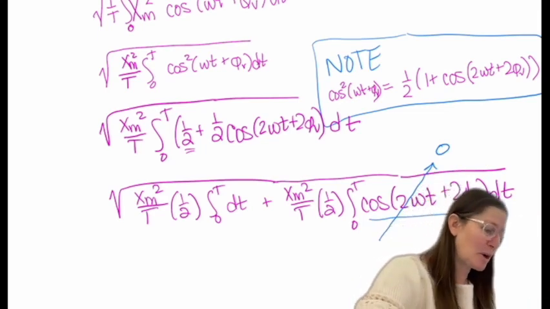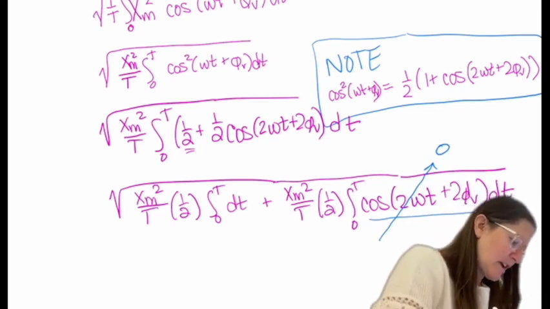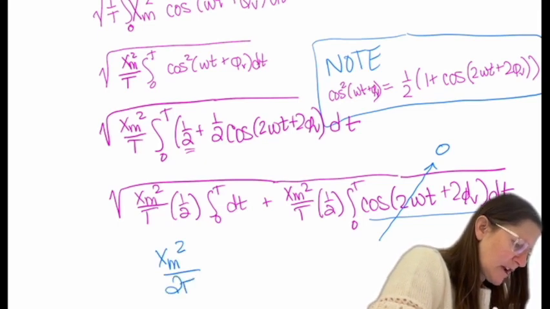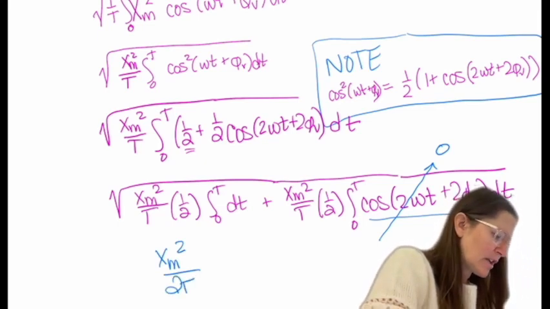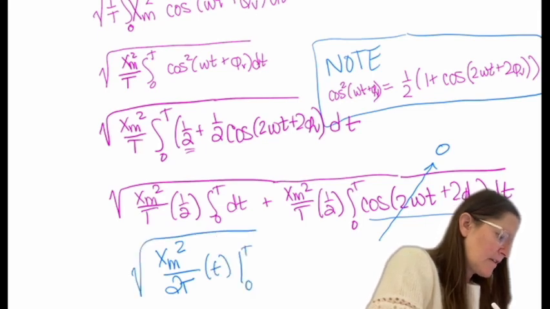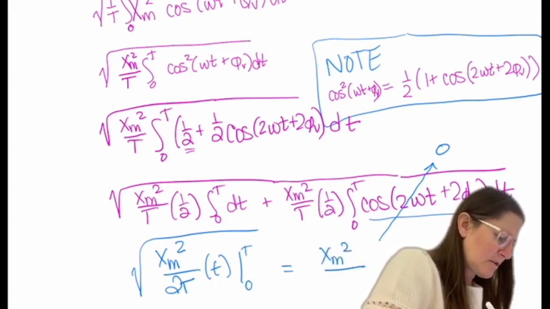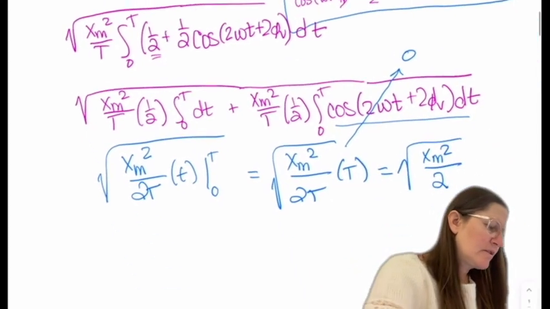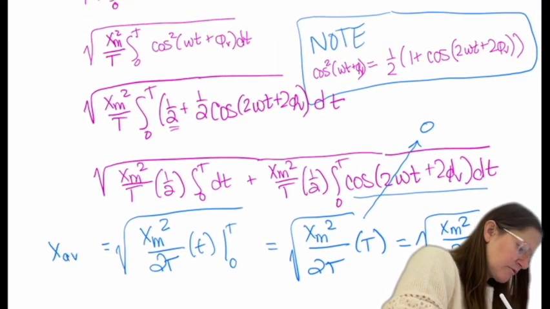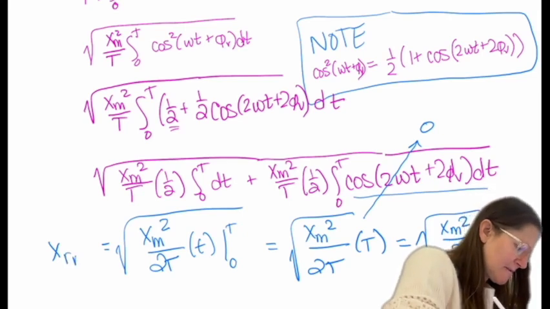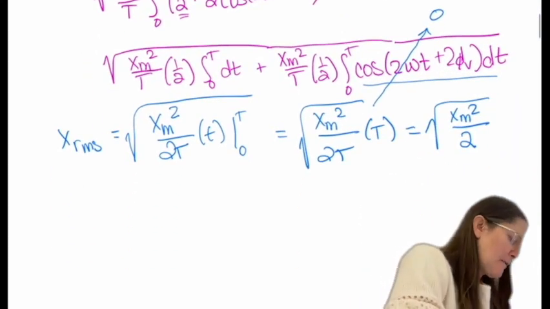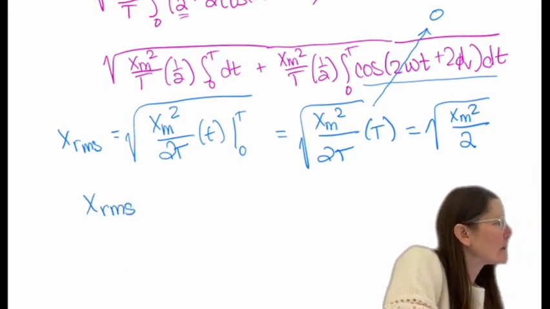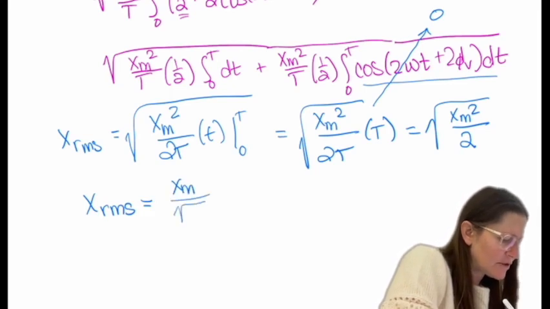Which is really nice. So all you have here is the XM squared over 2T, and then this becomes T evaluated from 0 to T, which then becomes XM squared over 2T times T. So this is the RMS value for any quantity that has a sinusoid in it. So we can just write this as XM over the square root of 2.